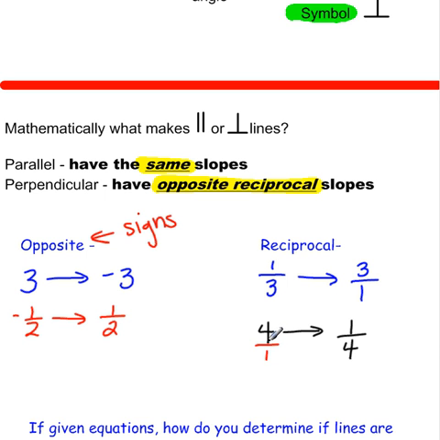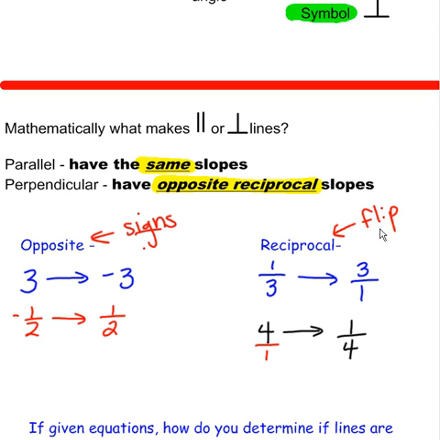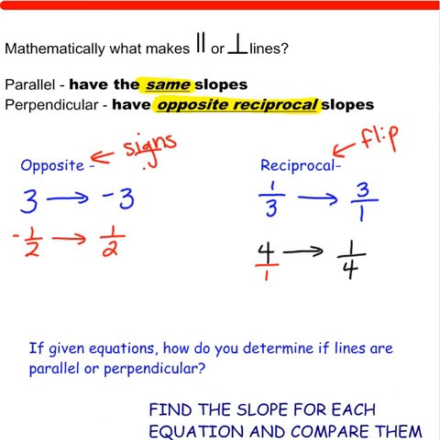And we've dealt with this rise over run in reference to slope. So reciprocal means somewhat of the flipping of what's there. Opposite has to do with the signs, and reciprocal has to do with flipping. All right, let's get going.